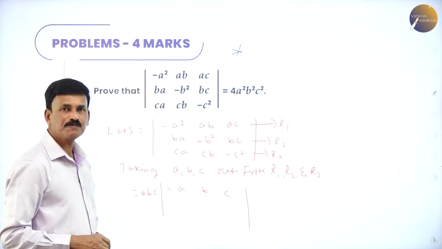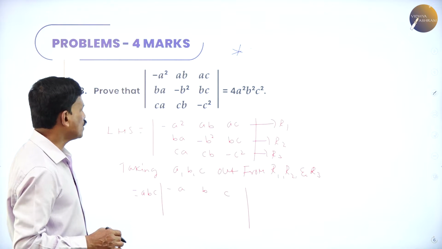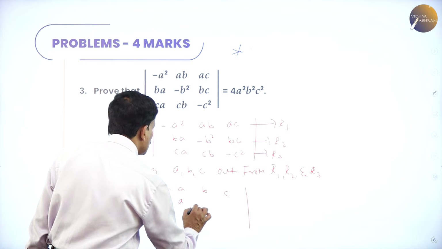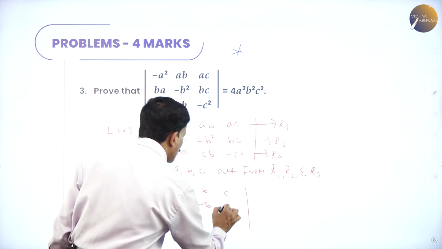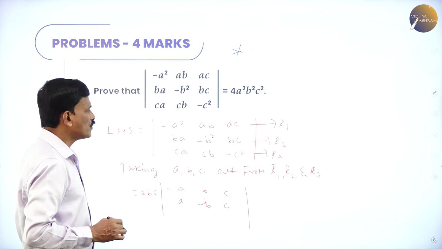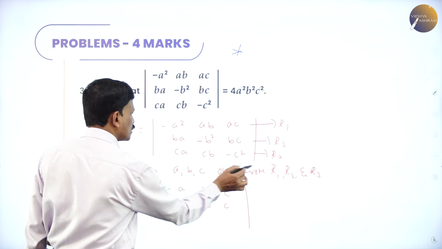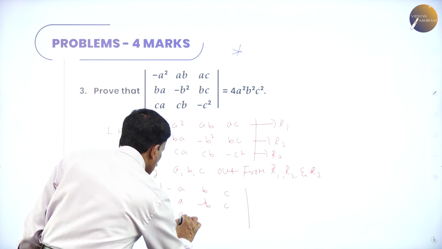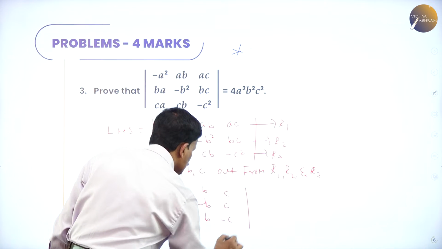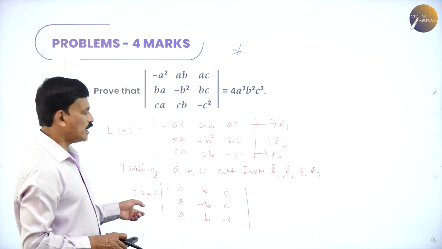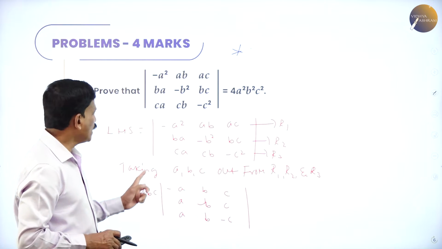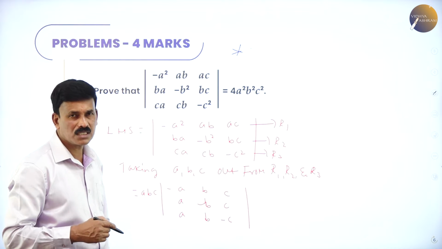Similarly, in row 2, what is the common factor? We are going to take b. If we take b out, what is left here is a, minus 1b and 1c. Now from row 3, take c common factor. What is left is a, again b, and 1c minus c. So we are taking a, b, c out: a out from R1, b out from R2 and c out from R3 as common factors.